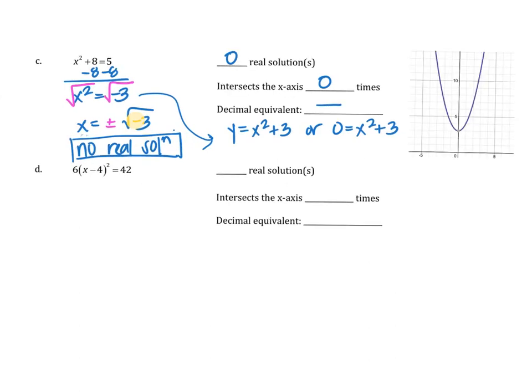I want to correct myself. Do not type 0 equals. In Desmos, you can either type y equals x squared plus 3 or just x squared plus 3, and you'll get the correct answer. So notice if I were to visually double check my solutions, when I graphed x squared plus 3, my vertex is above the x-axis, meaning it does not cross my x-axis right there. So it just confirms again that there's no real solution.